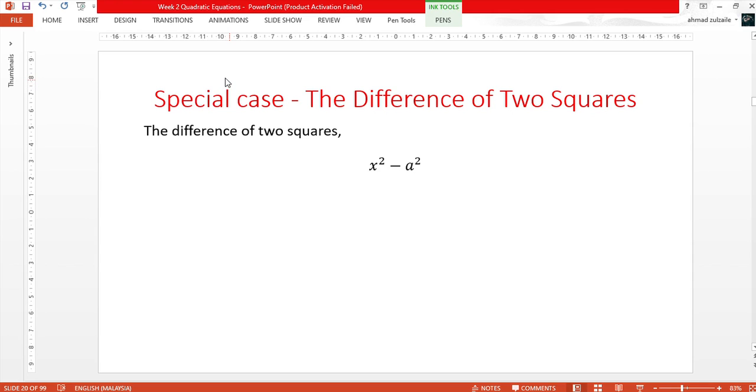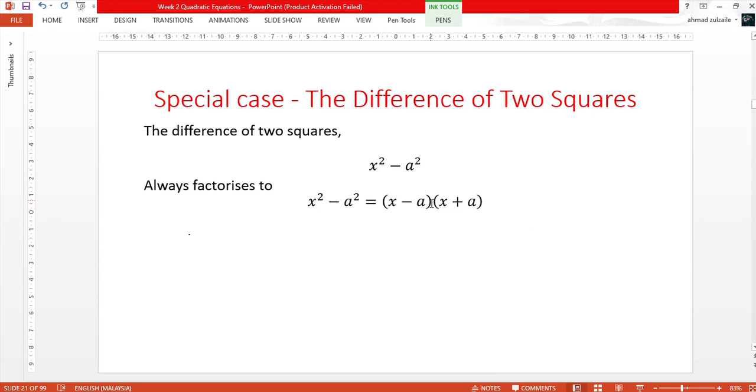Let's take a look at this special case, the difference between two squares. Since we discussed the quadratic with highest power 2, x squared minus a squared is also an example of a quadratic equation. So if you have x squared minus a squared, or x squared minus a perfect square, you can change it to x minus a multiplied by x plus a. So you can factorize this quadratic equation into these factors.